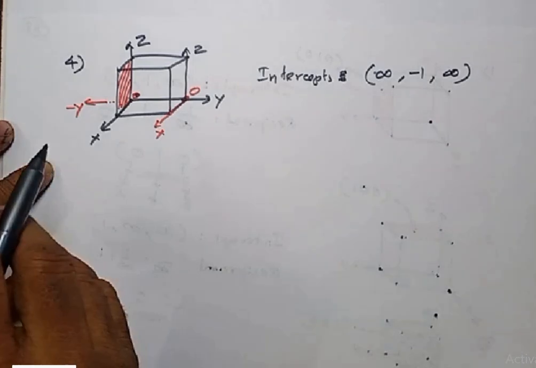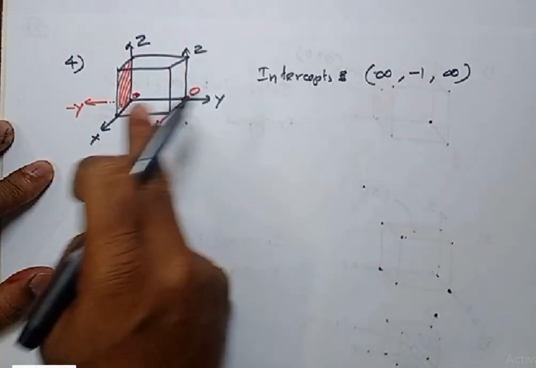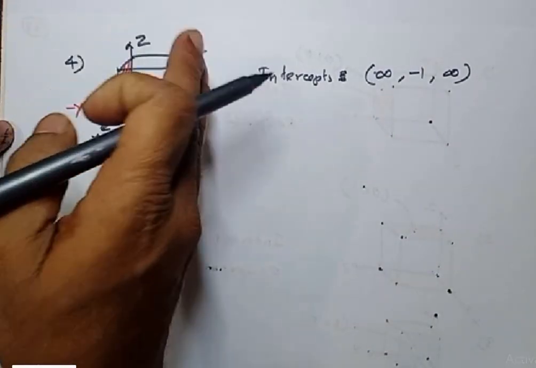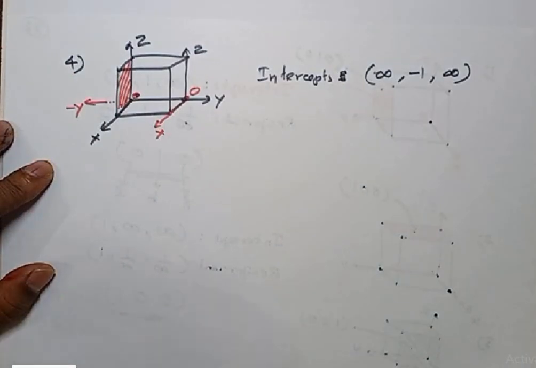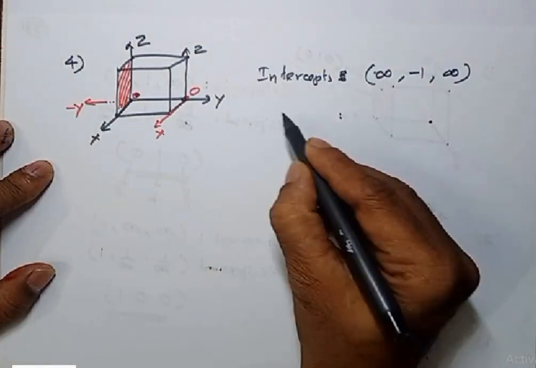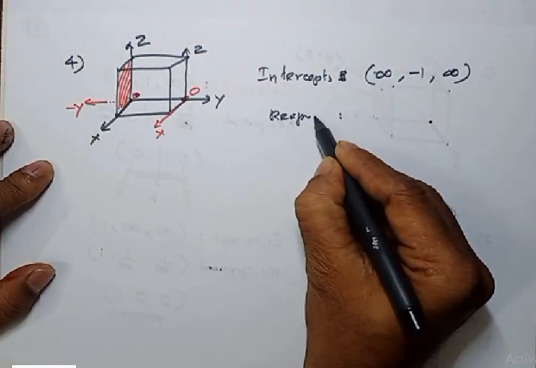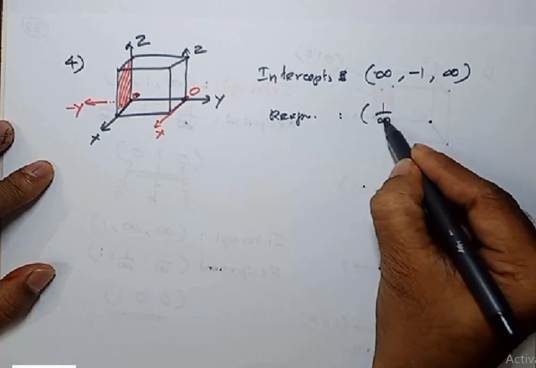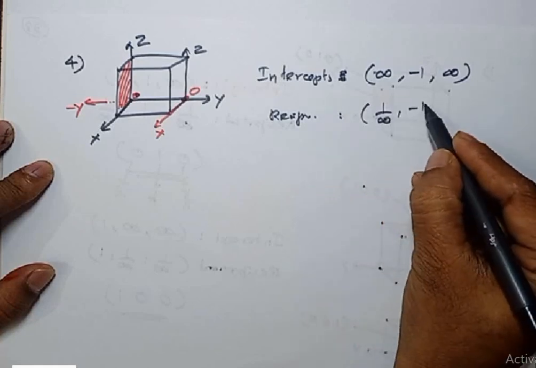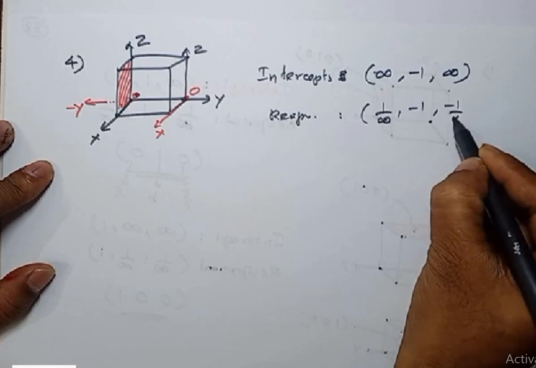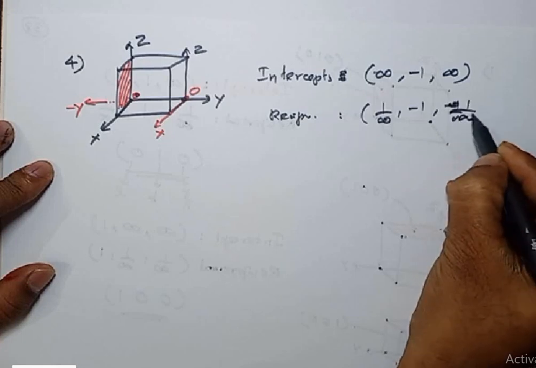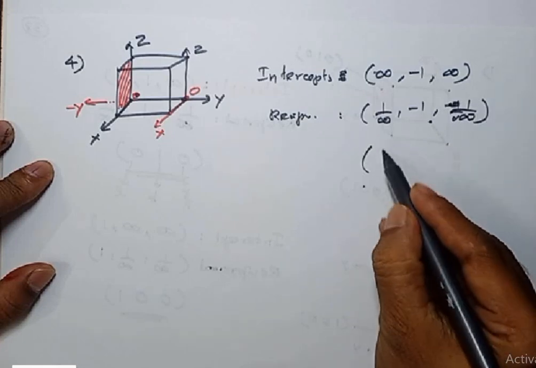It cuts the y-axis only. It is parallel to x as well as z now. Okay, and take the reciprocal. Reciprocal: 1 by infinity. This is 1 by 1 is 1, and 1 by infinity. Okay, and you know very well, 1 by infinity is 0.